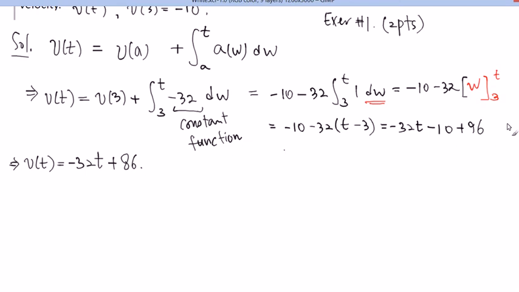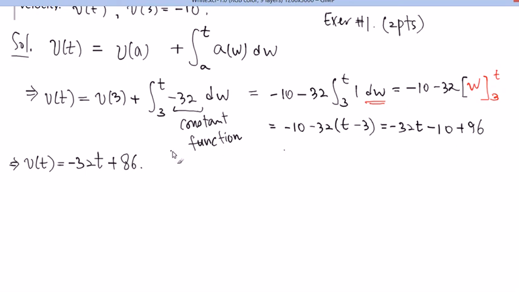Negative 32 as a constant function, its antiderivative is negative 32w, right? So if you plug in w equals t and w equals 3, this is what you get. And the constant part works out to be 86, and that was the same number we got last time. Any question?